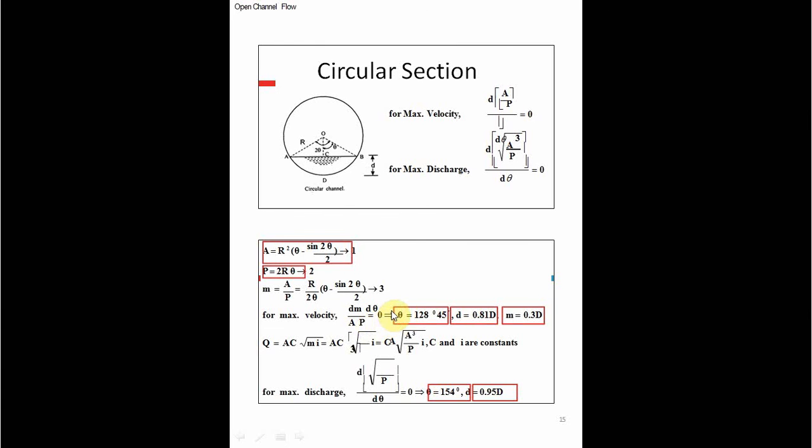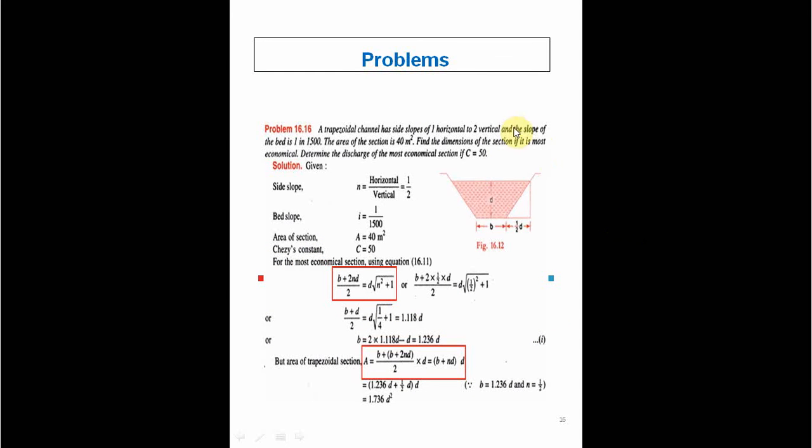For maximum velocity, dou M upon dou theta equal to 0, therefore theta is equal to 128 degrees 45 minutes. So P equal to 0.6 times of D, M equal to 0.3 times of D. We know that Q is equal to A into C into root of M I. Therefore, for maximum discharge, theta is equal to 154 degrees, and M equal to 0.95 times of D. Okay. So simple problem.